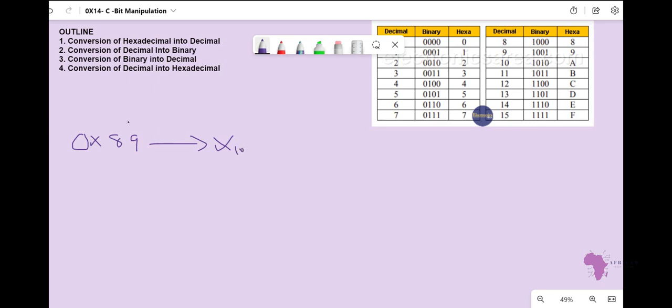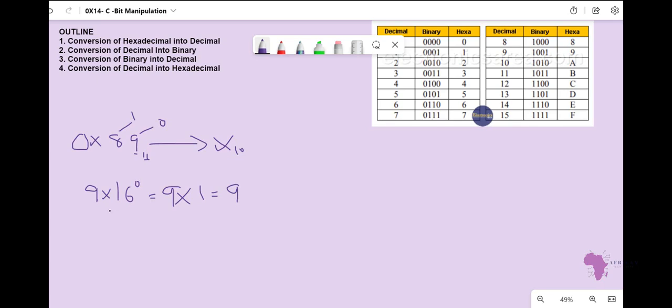So what we do, we don't divide, we multiply. You multiply by its position. So this is in position 0, this is in position 1. So how can we do that? We begin with 9, multiplied by the base, which is 16, raised to this position, which is 0, which is equivalent to saying 9 multiplied by 1, equals 9.